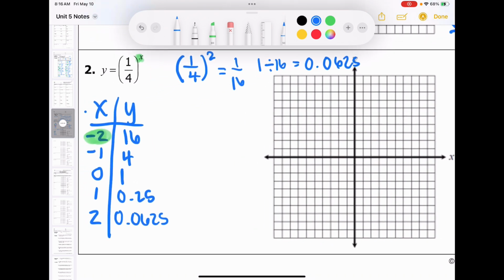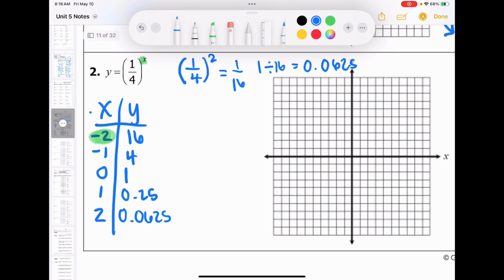And now we're going to graph it. So the first point, -2, 16, okay, we can't graph 16 on this graph because our graph's not that big. So we skip that point and we just go to the next one. So -1, 4 goes right there. 0, 1. Then 1, 0.25. And then 2, 0.0625. So then my graph is going to look like this.